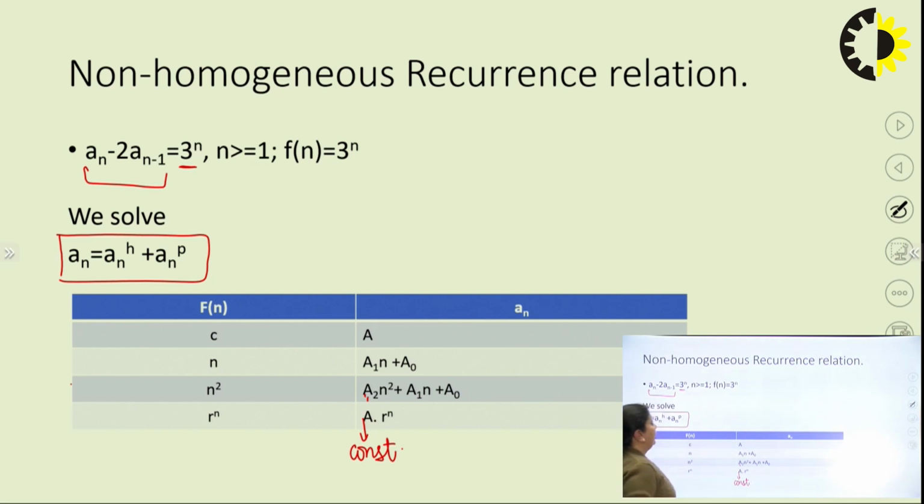So if I look at this particular question where my fn is of the form 3 to the power n, this is nothing but the form r to the power n. That means whenever I talk about this particular solution, it will be of the form A dot r to the power n. So from here I will identify which type of particular solution I am going to provide depending upon the fn type.